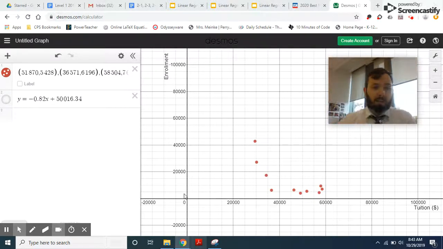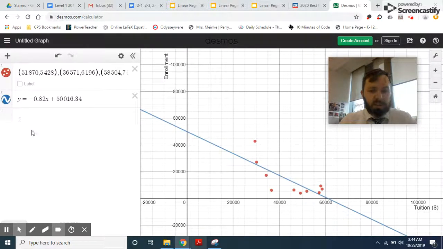And after I did that, I put all of that data also into my calculator, and I found the line of best fit. And here's the equation that I got for the line of best fit. And if I click this, then it's going to turn on the line. And here we go. So there's the line.